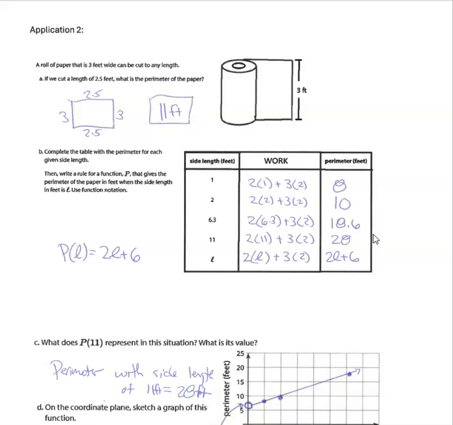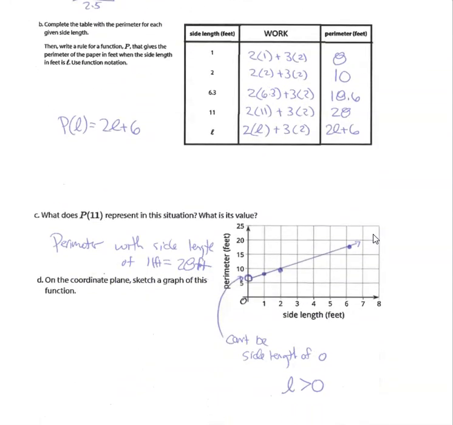You can see my function notation, which is just P of L equals 2L plus 6. Input of L, and then the perimeter would be P of L. Just function notation, getting used to it. What they did then is they say, what does P of 11 mean? What does that actually mean? Most kids know that that means a side length of 11, but they don't realize there's 2 pieces of information. This is the perimeter with a side length of 11, and that value, as we already calculated, was 28 feet.